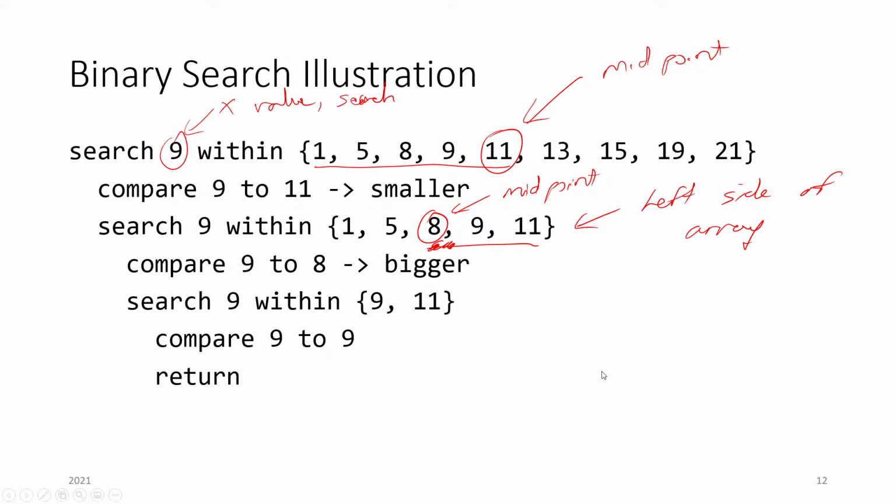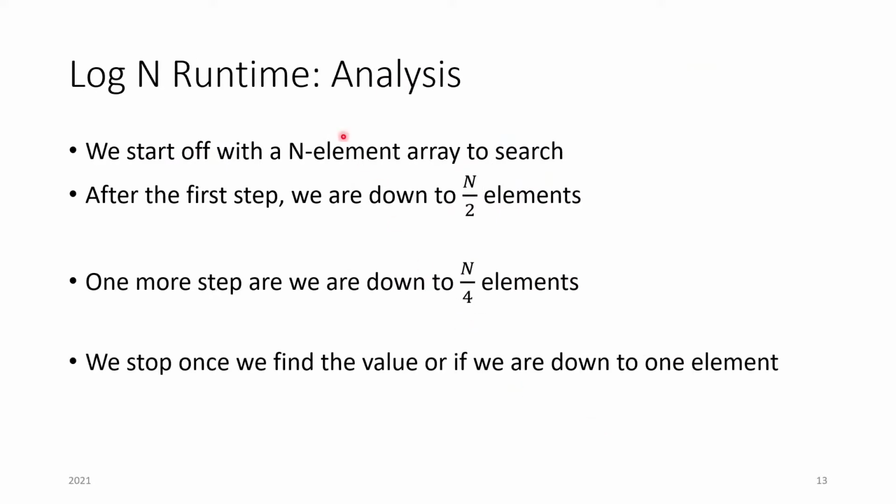Now, how does this compare back to our O of log n runtime? So let's actually observe this. We started off with that n element array to search, and then depending on if x was on the left-hand side or the right-hand side, we're down to n divided by 2. If we still don't find it, we have that half that we just had, and we are down to n divided by 4 elements. And we keep on going down the road until we find the value, or we are down to only one element, where that absolutely has to be the value.